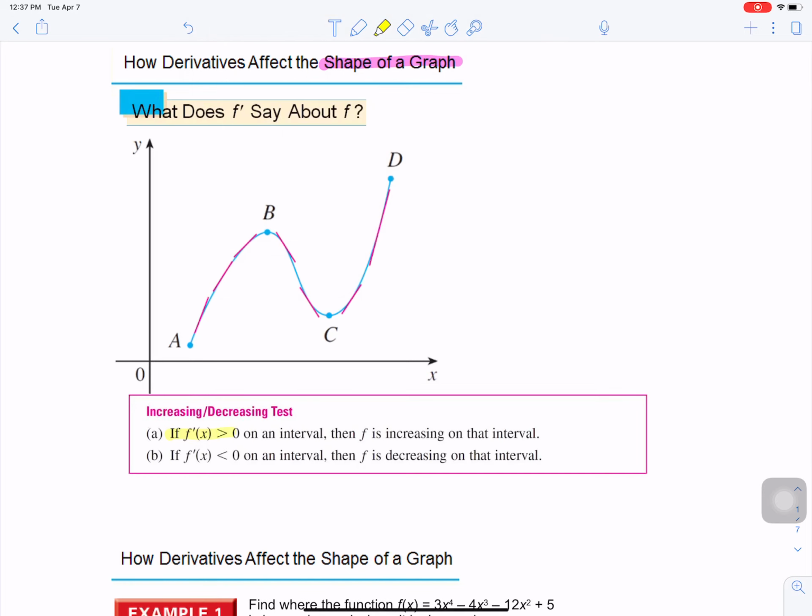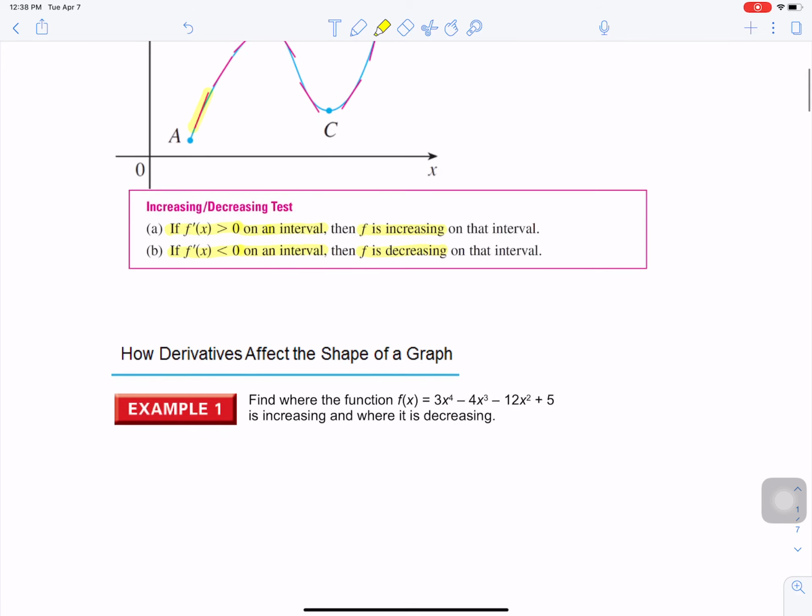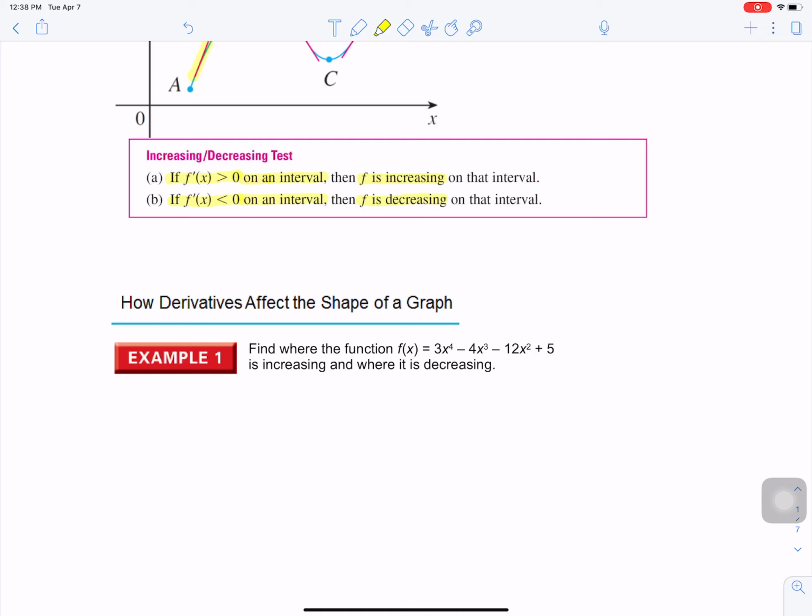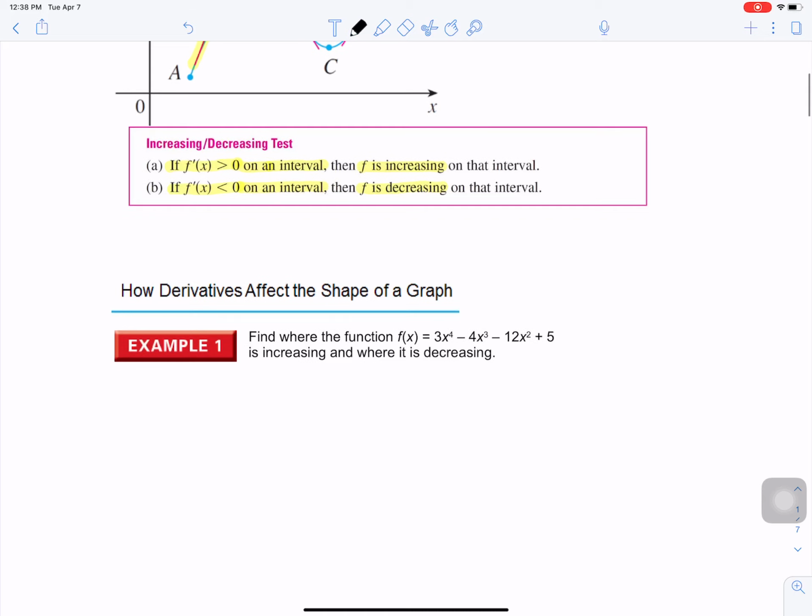If we take a derivative and we know that that derivative is positive on some interval, then we know that the function is increasing. You can see the derivative at that point here is positive, and on my blue function, the blue function is increasing in that vicinity. If my derivative is less than 0 on an interval, then the function is decreasing on that interval. So let's take an example and figure out where the function is increasing and decreasing.